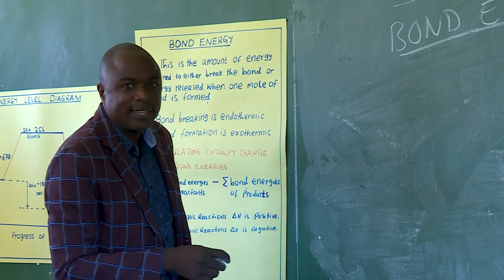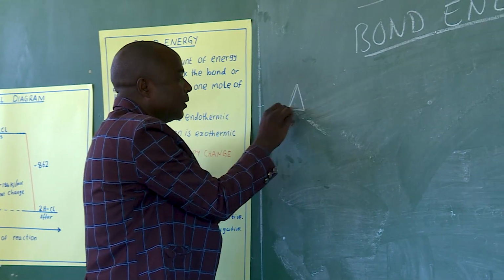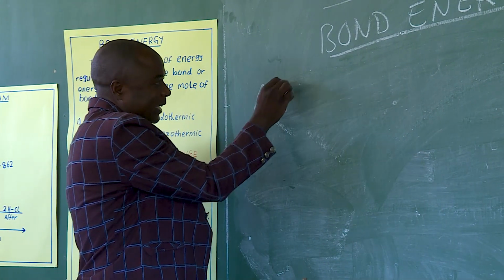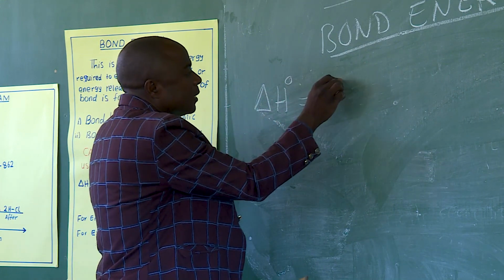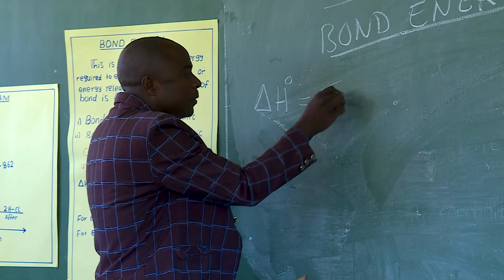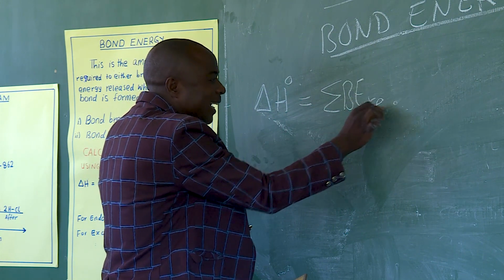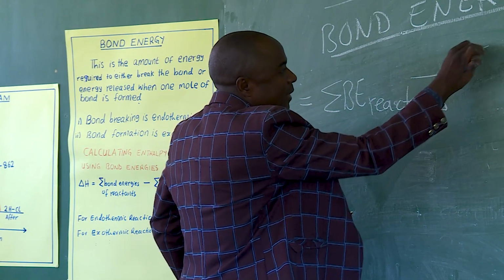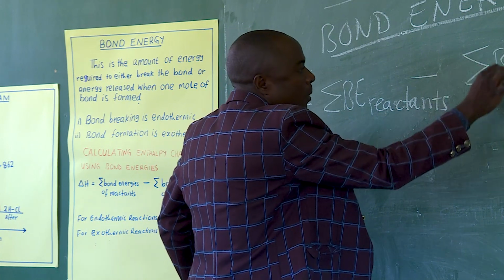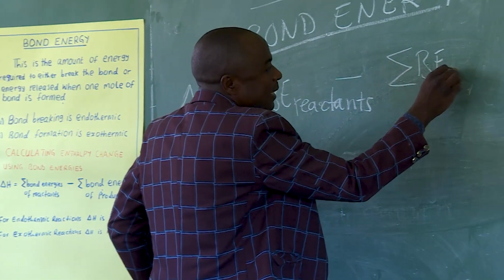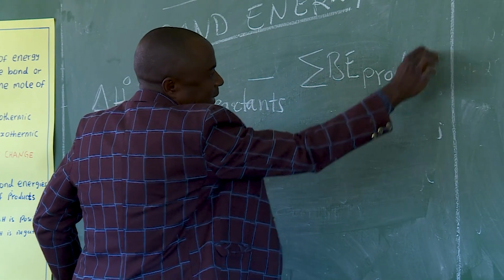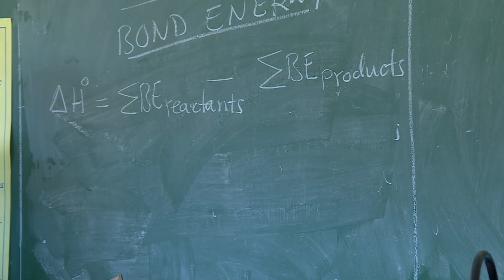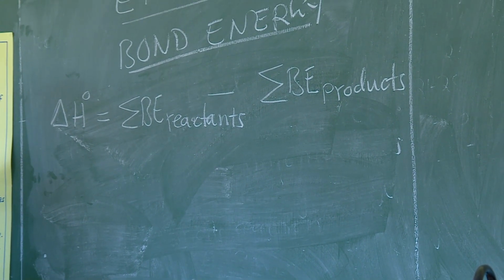So, to calculate the enthalpy change, delta H, the standard enthalpy change of formation, we use the formula: the sum of bond energy of reactants minus the sum of bond energy of products. This is the formula that we use to calculate the enthalpy change under bond energy.